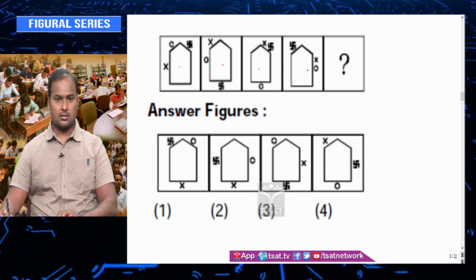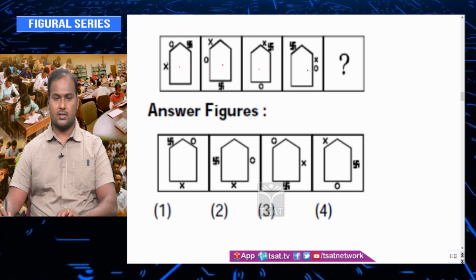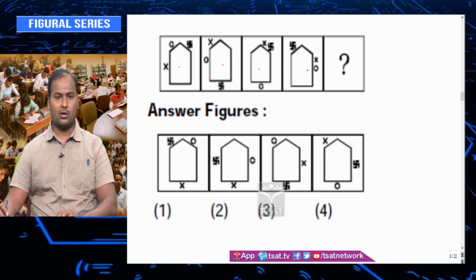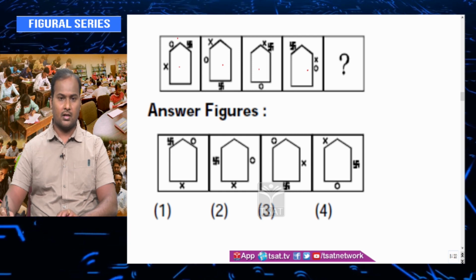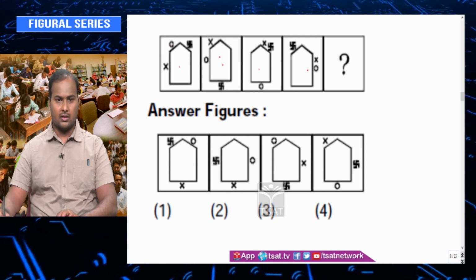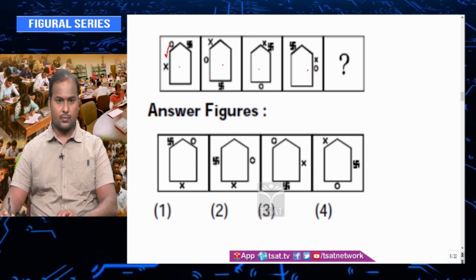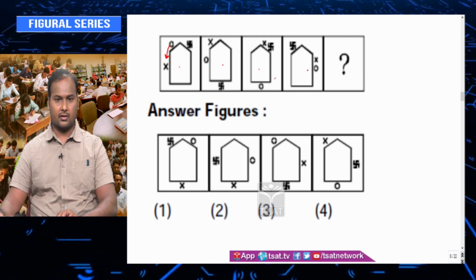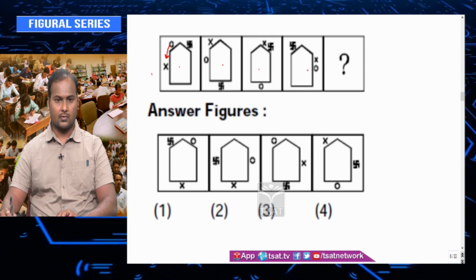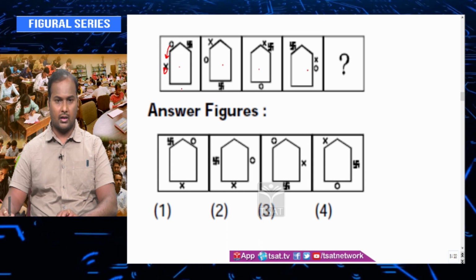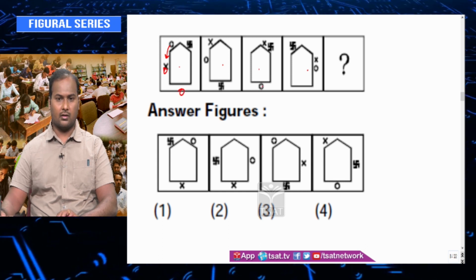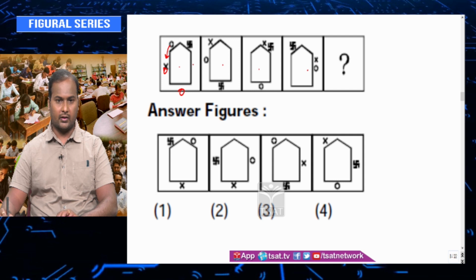Square, circle and cross, these three are changing. We need to observe how these are changing. First I take the circle. The circle came to this position, next came to the bottom. So initially here, next bottom. So obviously the next you will have somewhere here.